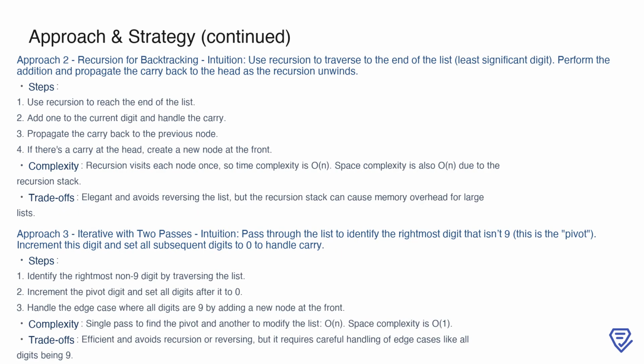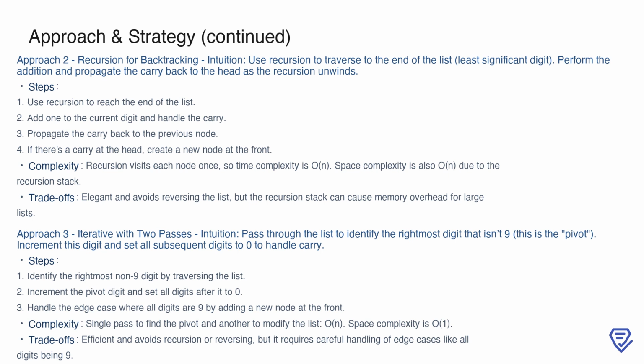Another approach we considered leverages recursion for backtracking. Using recursion allows us to traverse to the end of the list, where the least significant digit is located, and then perform the addition. As the recursion unwinds, the carry is propagated back to the previous nodes. If there's a carry left at the head after processing all nodes, we handle it by creating a new node at the front. This method avoids reversing the list entirely and is quite elegant.